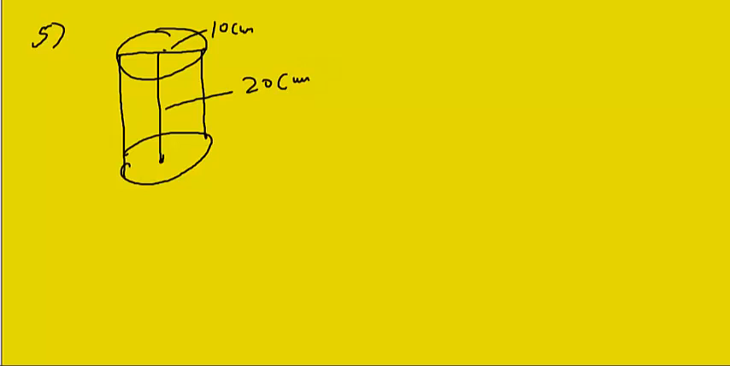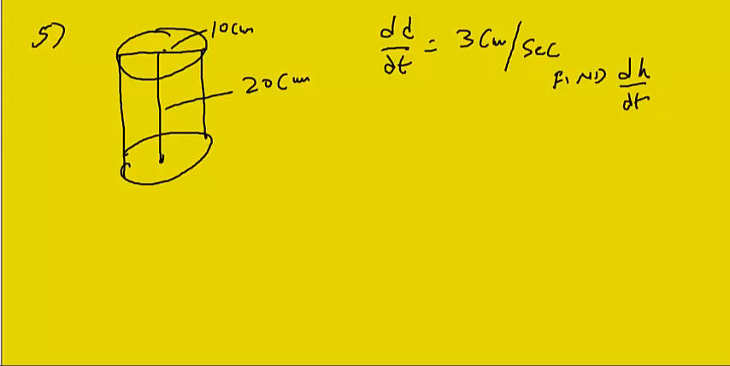If the diameter is increasing at the rate of 3 centimeters per second, so that means I have no choice. I have to go dD/dt is equal to 3 centimeters per second. What change in height will keep the volume constant? So they want me to find dH/dt. So the volume is constant.